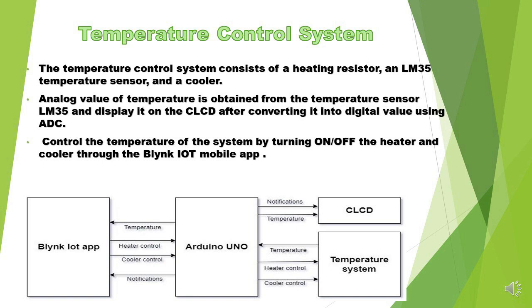And the next slide, temperature control system. The temperature control system consists of a heating resistor, an LM35 temperature sensor, and a cooler. The analog value of temperature is obtained from the temperature sensor LM35 and displayed on the CLCD after converting it into a digital value using an A to D converter. Control the temperature of the system by turning on and off the heater and cooler through the Blynk IoT mobile app.